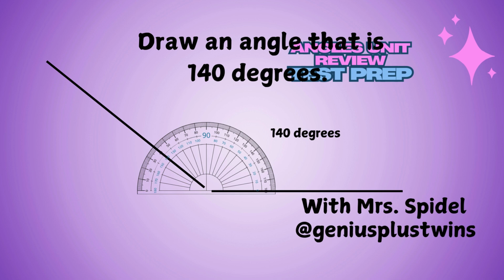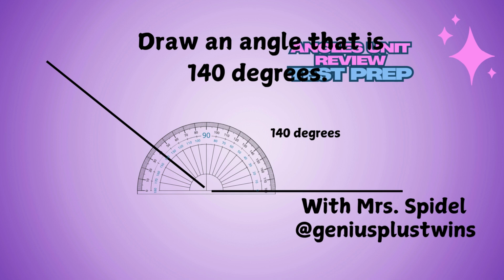I line up my protractor with the vertex and the baseline of the bottom arm of the angle with my protractor so that it's at 0. I make a little guide mark for myself where it is saying 140 degrees, and very carefully use your straight edge or ruler to connect your guide mark to the vertex.